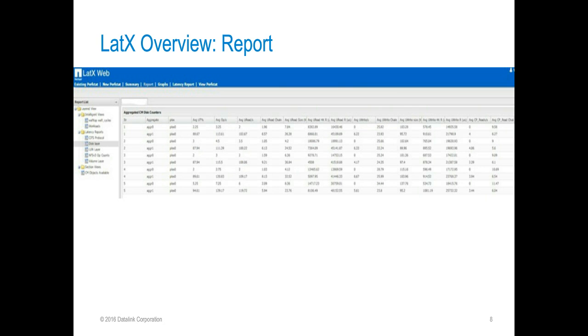On this screen, I happen to have the disk layer selected, and we can see iterations 1 through 5, and we can see the different aggregates, aggregate 0 and 1, and we can see some of the different latencies we have. Average read latency and average write latency are a couple of them.